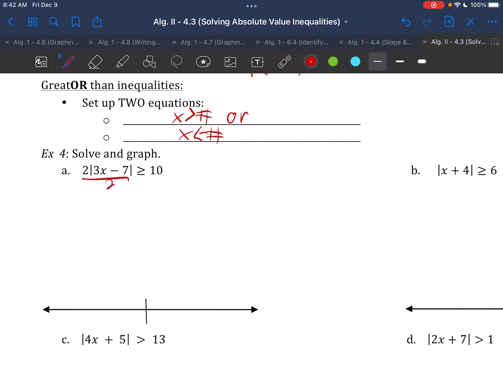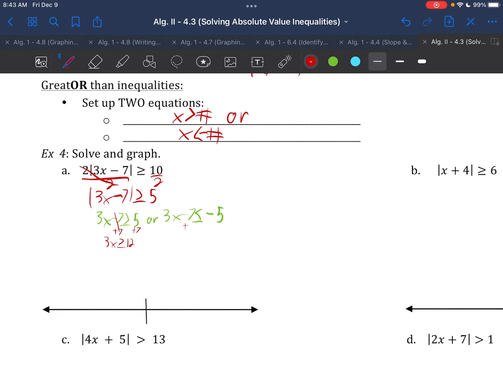On example 4a, we have to get the absolute value by itself just like we did before, by dividing by 2. So we get the absolute value of 3x minus 7 is greater than or equal to 5. So now we split them. 3x minus 7 is greater than or equal to 5. 3x minus 7 is less than or equal to, flip the sign, negative 5. And it's going to be this or this being the case. And we solve each inequality.